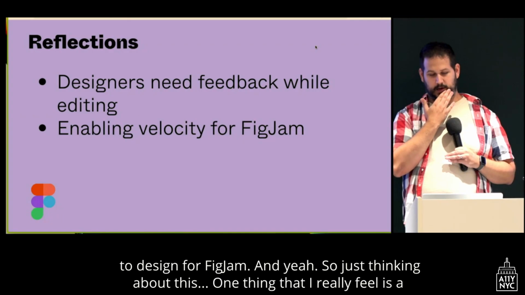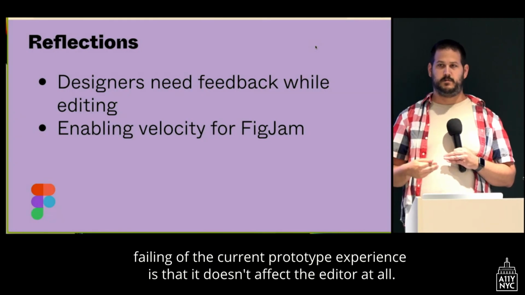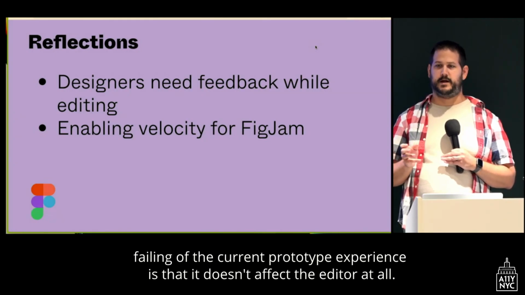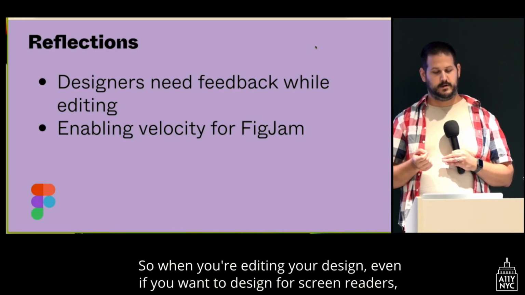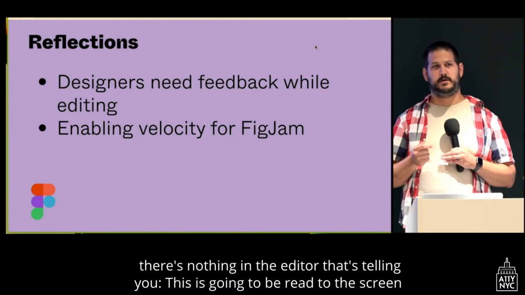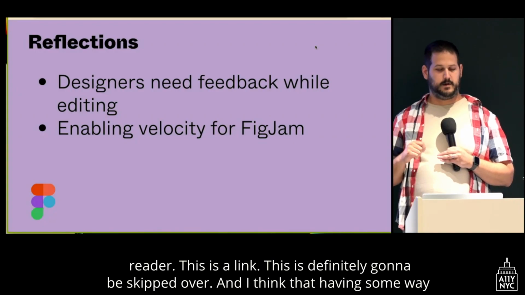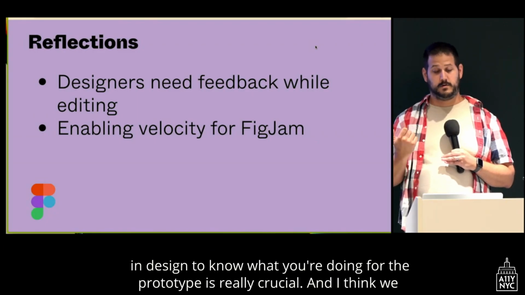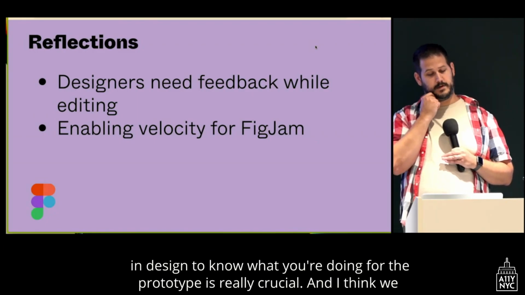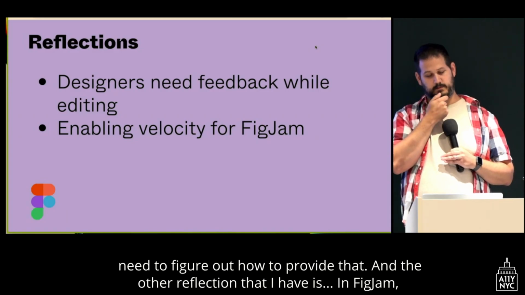So just thinking about this, one thing that I really feel is a failing of the current prototype experience is that it doesn't affect the editor at all. So when you're editing your design, even if you want to design for screen readers, there's nothing in the editor that's telling you this is going to be read to the screen reader. This is a link. This is definitely going to be skipped over. I think that having some way in design to know what you're doing for the prototype is really crucial. And I think we need to figure out how to provide that.